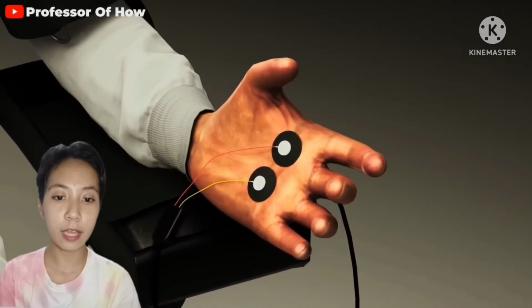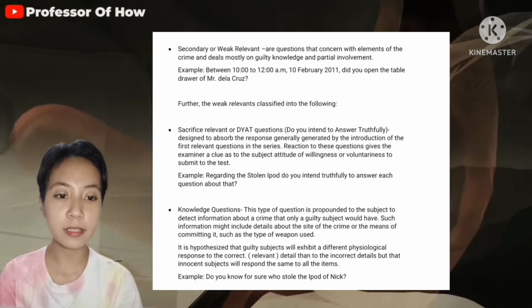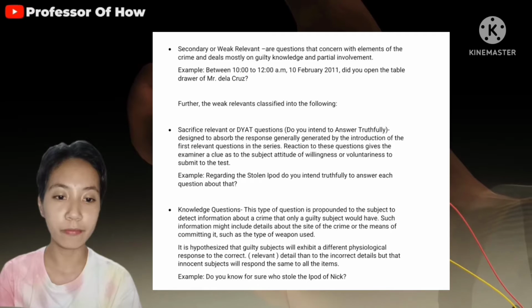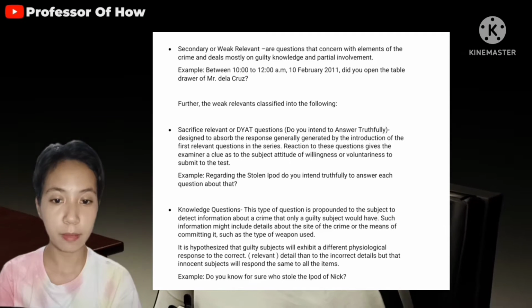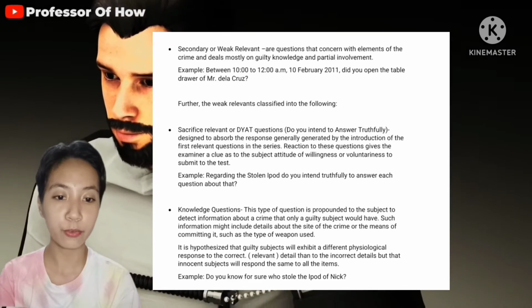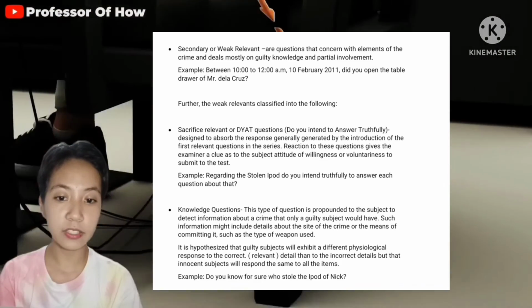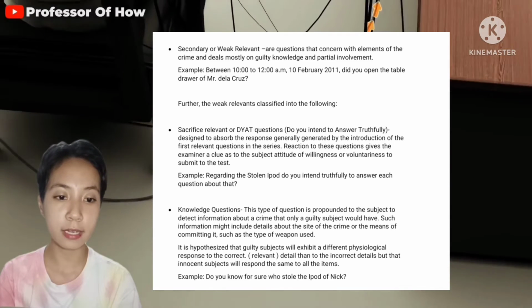Next, secondary or weak relevant. These are questions that are concerned with elements of the crime and deal mostly with guilty knowledge and partial involvement. Third, sacrifice relevant or diet questions, meaning do you intend to answer truthfully? Designed to absorb the response generally generated by the introduction of the first relevant questions in the series.